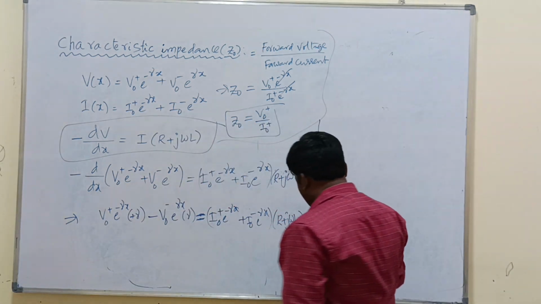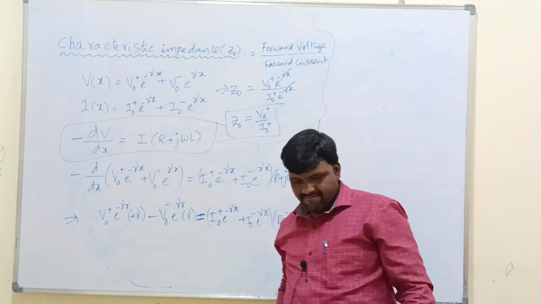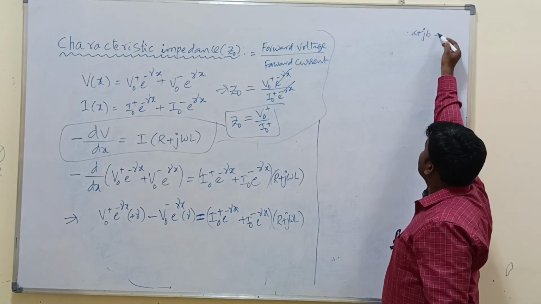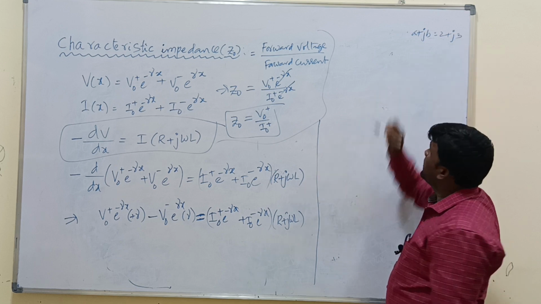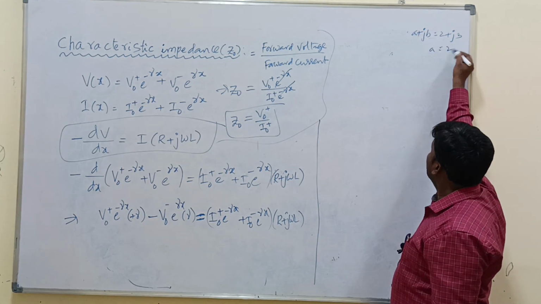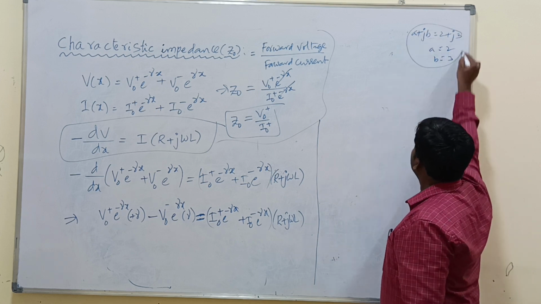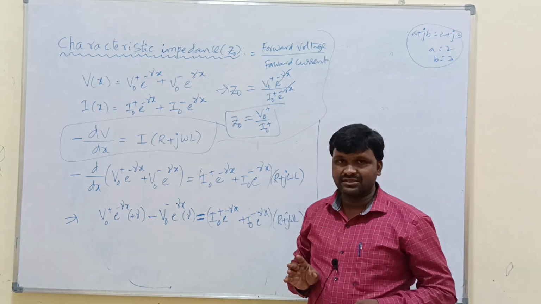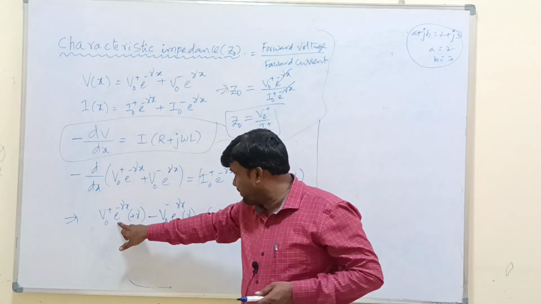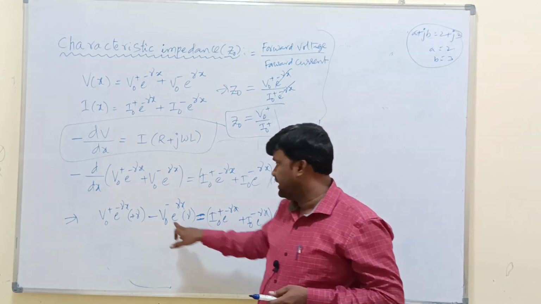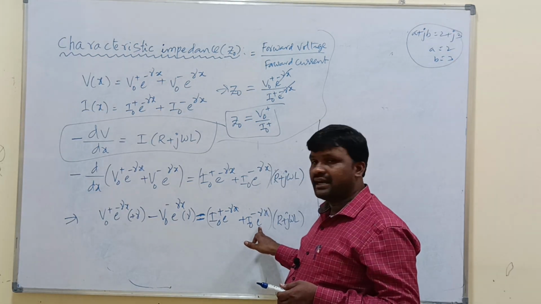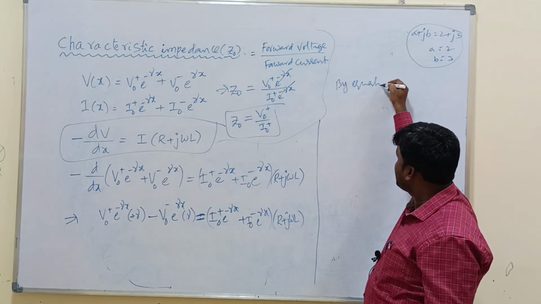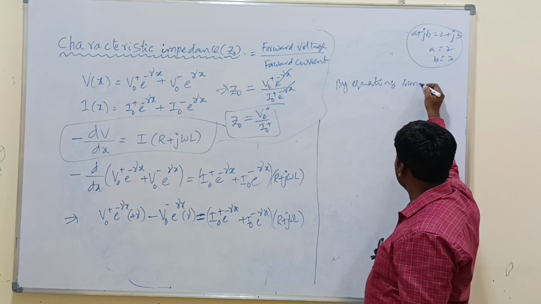If they satisfy this condition, first of all, answer this: if I say a plus jb equals 2 plus j3, what about the a value and b value? A equals 2 and b equals 3. How can we say this? By equating the similar terms. Here also, as we have an equal symbol, we have to equate the similar terms. What are the similar terms? E to the power minus gamma x here, e to the power minus gamma x there. E to the power gamma x here, e to the power gamma x there. Let us equate the similar terms.